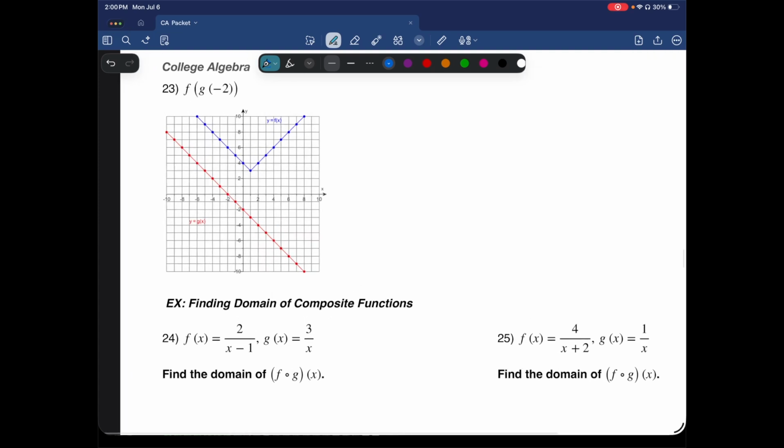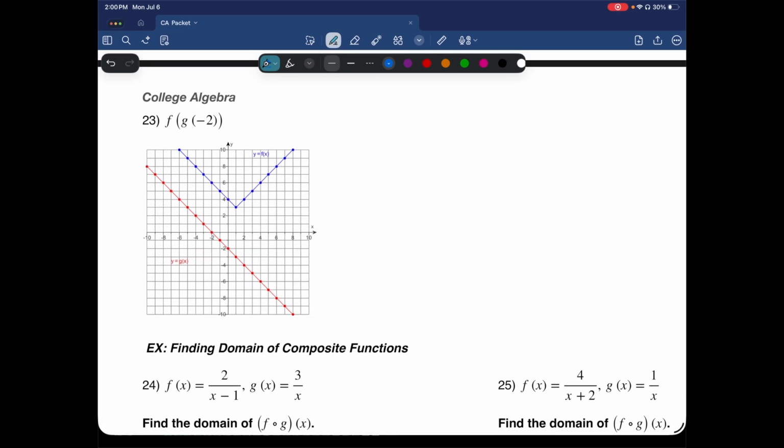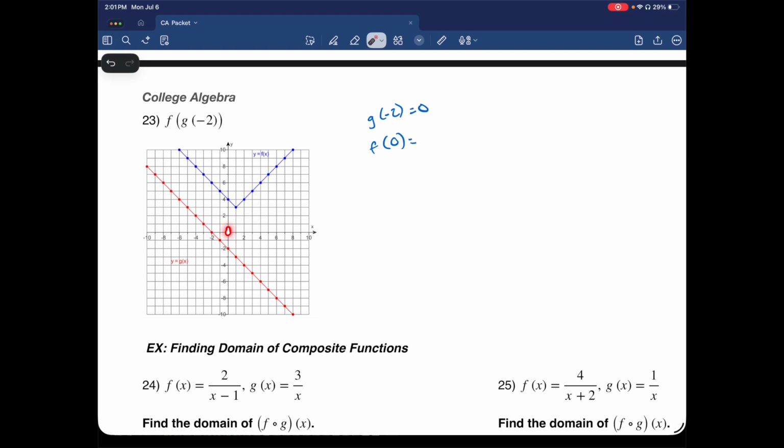Sometimes you'll get these with a graph. And so what does this mean? All right, well, you need to find out when x is -2, what is g? So x is -2 right here, and I go up to g, which is in red. When x is -2, g is 0. So g of -2 is 0. So I'm going to find out what f of 0 is. And so I have x is 0. I go up to the graph, and that means when x is 0, f is 4. So 4 is my answer.